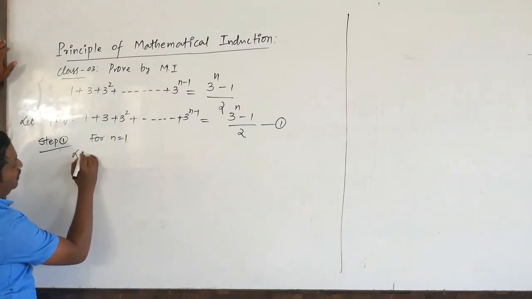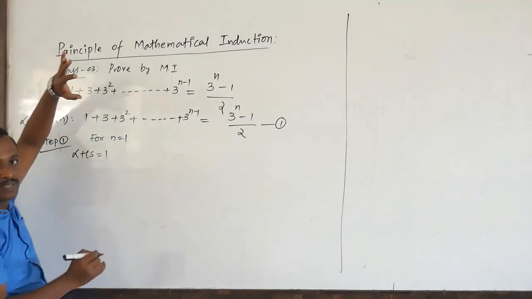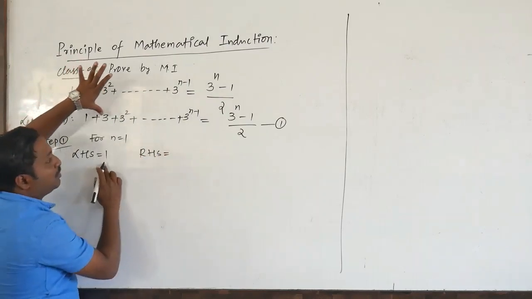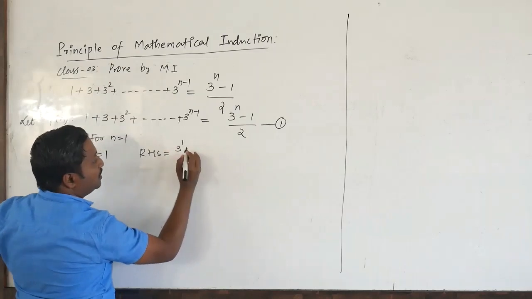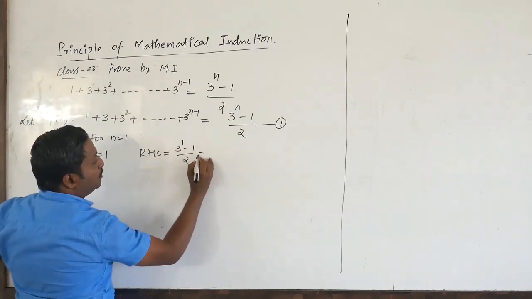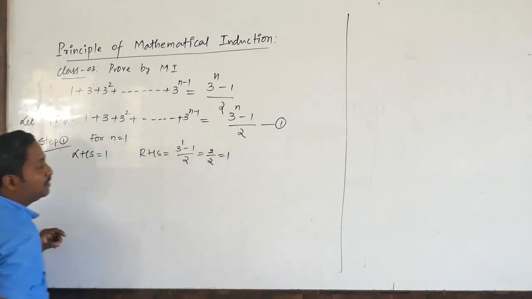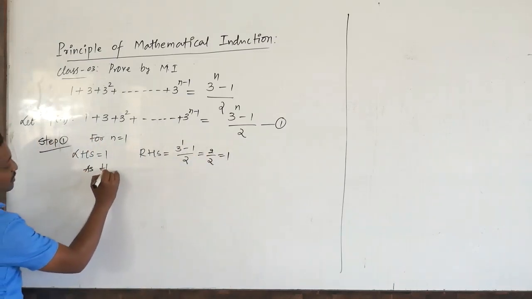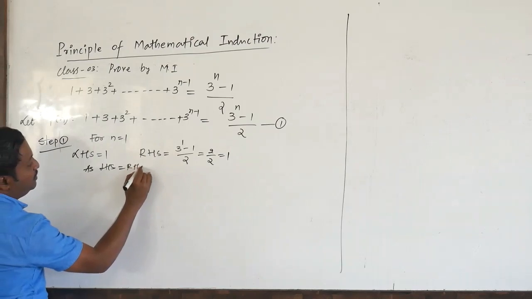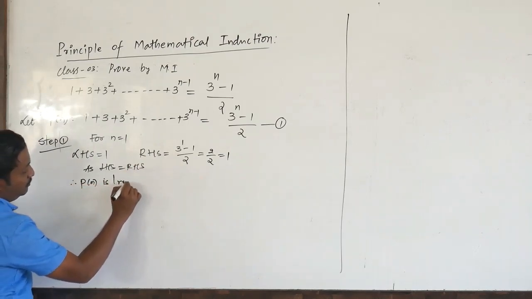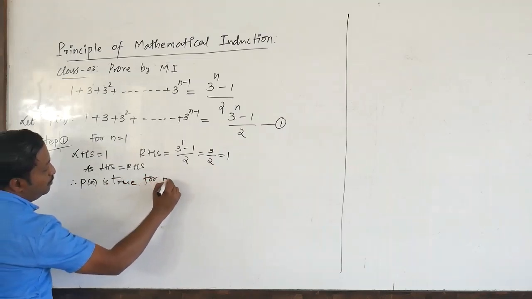For n equal to 1, LHS is equal to 1. RHS, substitute n equal to 1: 3 raised to 1 minus 1 by 2, so 3 minus 1 is 2, and 2 by 2 is equal to 1. So as LHS is equal to RHS, therefore P of n is true for n equal to 1.